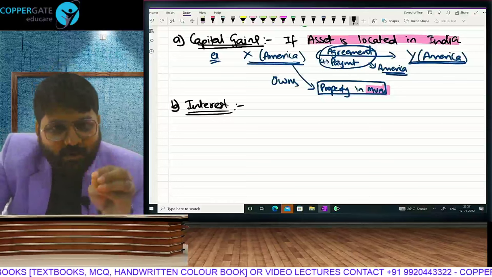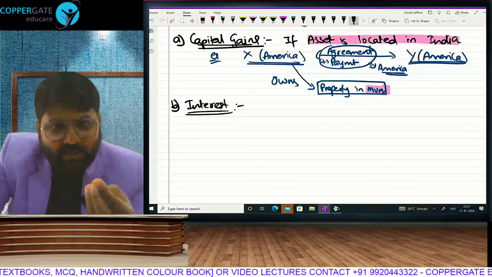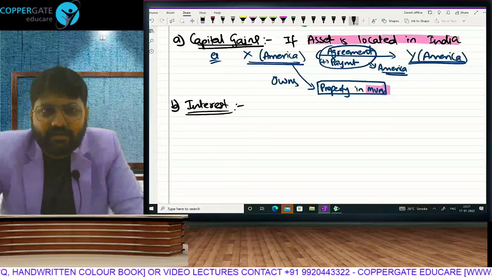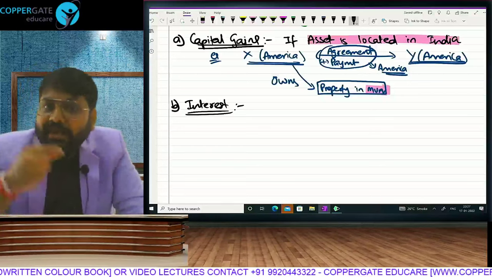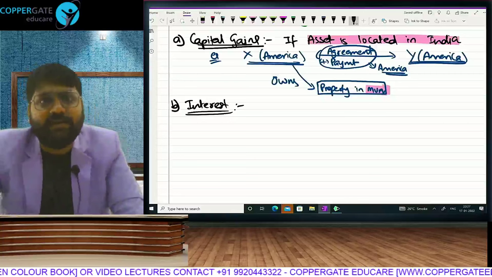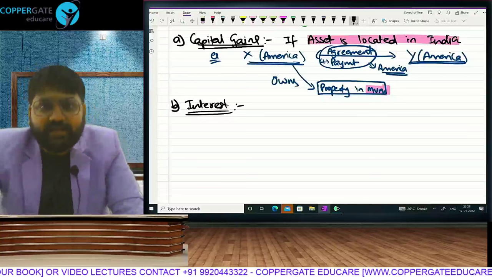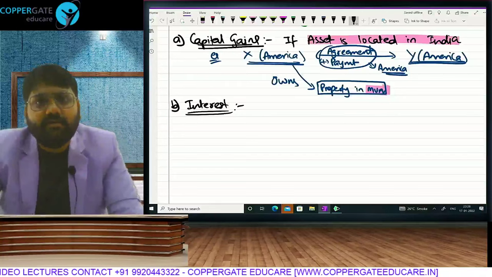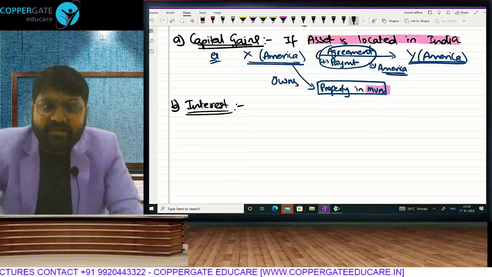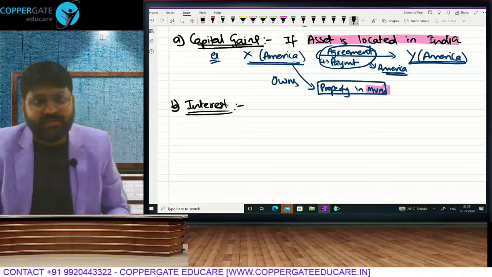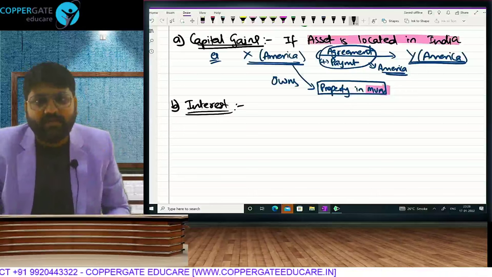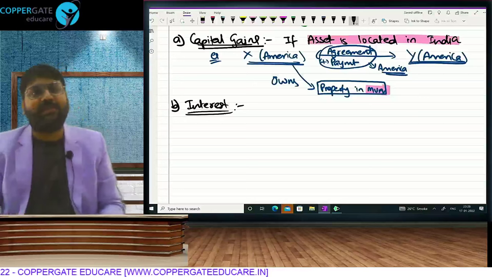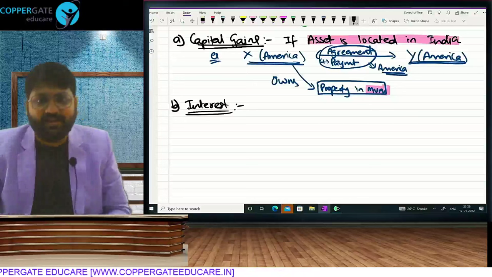I give a loan to you. Am I a lender and you are the borrower? That means you will pay me interest. My question is, do I need to work every day to earn that interest? Is interest an income for which you have to work every day? No, it is an investment. It will accrue on a daily basis. Principal into rate into time. Yes or no? So where will this income be considered as accruing or arising?